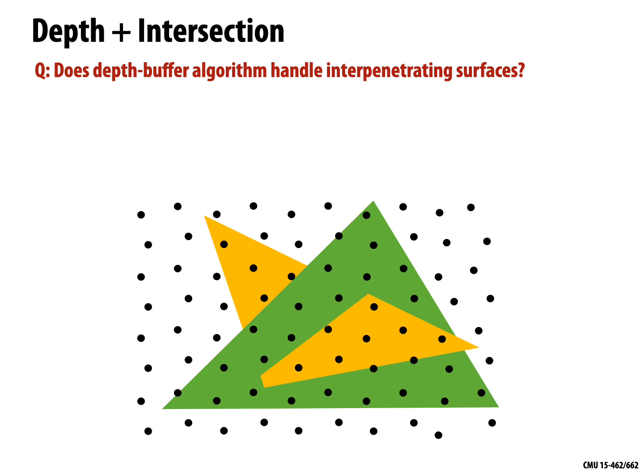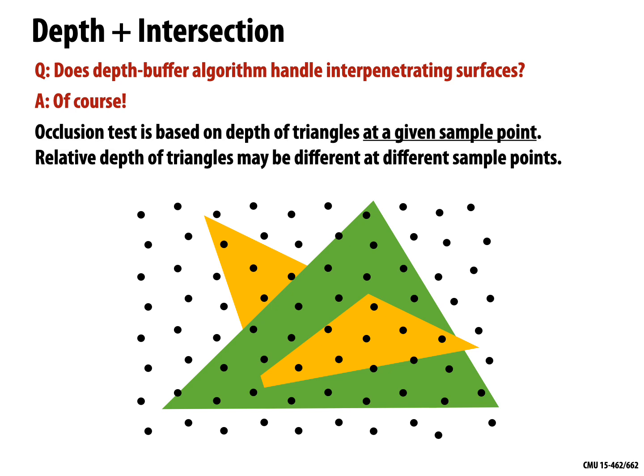Are we going to draw these correctly? If we rasterize these into our color and depth buffer using depth testing, do we light up the samples that you'd expect? Yeah, of course. And the reason is, one of the beautiful things about this z-buffering idea is that this occlusion test is based on the depth of the triangles at a given sample point. Right? So the relative depth of triangles can be different at different sample points. We're considering things only on a sample by sample basis, not on a triangle by triangle basis.